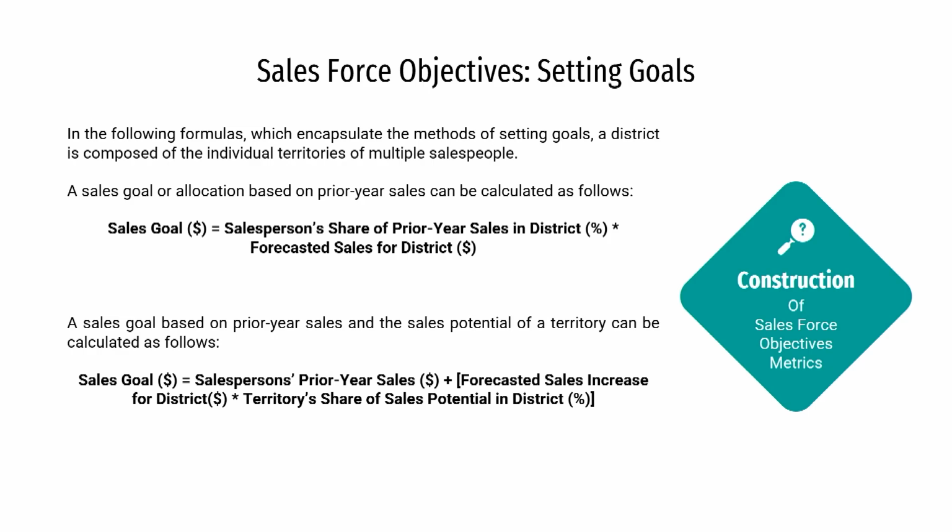We will look into how it can be calculated as per the prior year sales performance, how it can be calculated in terms of the potential sales, how it can be calculated in terms of a combination of multiple factors. So, sales goal in terms of prior year sales can be calculated with the formula which equates to salesperson's share of prior year sales in the district, what is the percentage, multiplied by forecasted sales for the district.